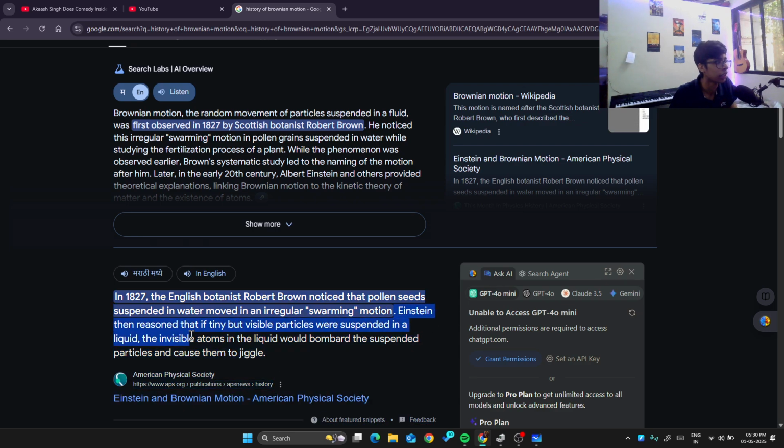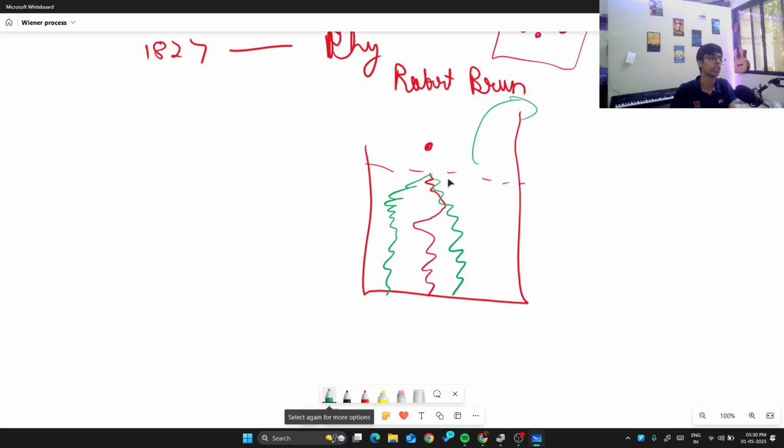After that, Einstein solved this mystery, and he said that the molecular force exerted by water on the side of the grain is random. From this point, the force is from the molecule, the force is more at the left side, so it moves like this.